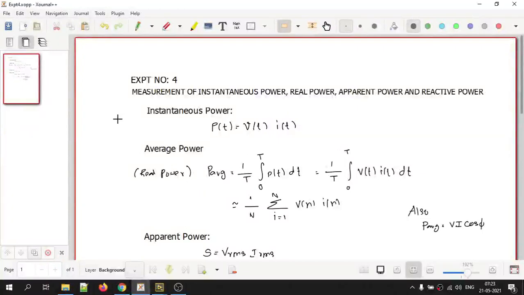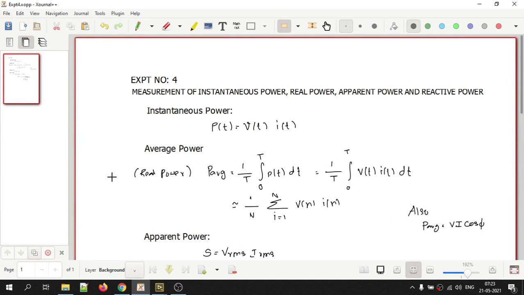In this video, we are going to see the fourth experiment of Measurement and Instrumentation Lab. The aim of the experiment is to develop an instrumentation system for measurement of instantaneous power, real power, apparent power, and reactive power.